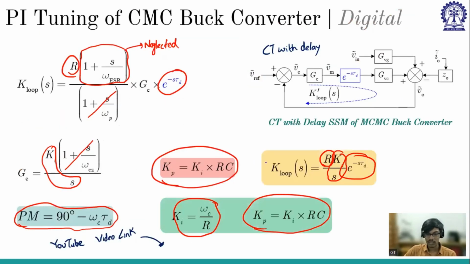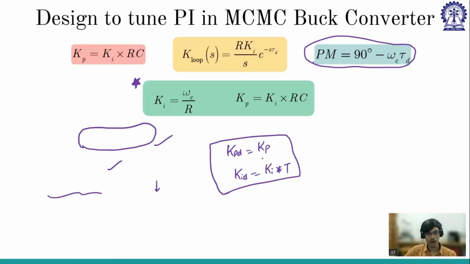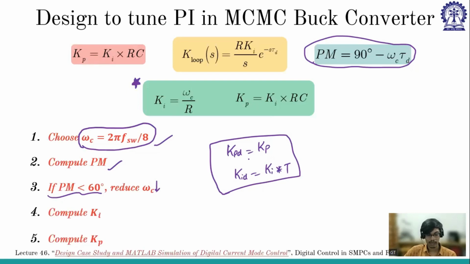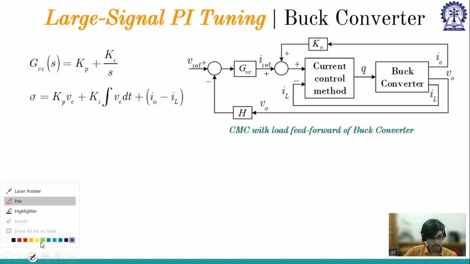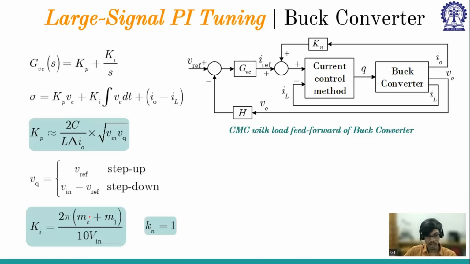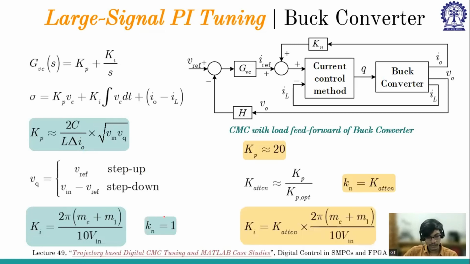So this is the first technique where we had not given any load current feed forward and just a pole zero cancellation. Now, if we go into the second one, which is the load current feed forward, in week 5, again, we had discussed this. Also in lecture 49, Sir has discussed the large signal trajectory. So this is the large signal tuning.